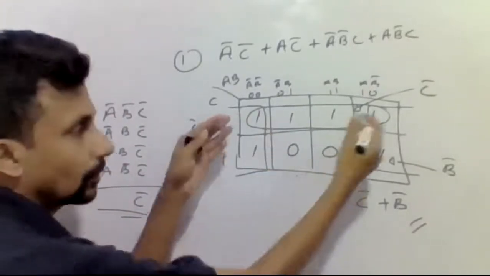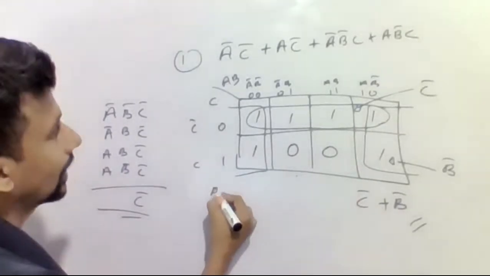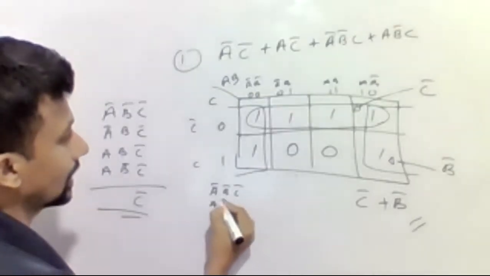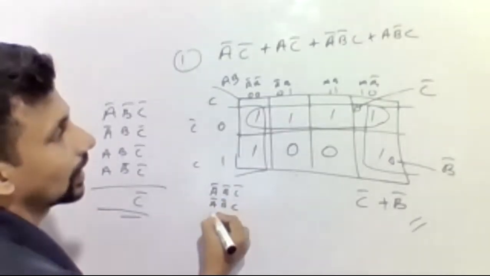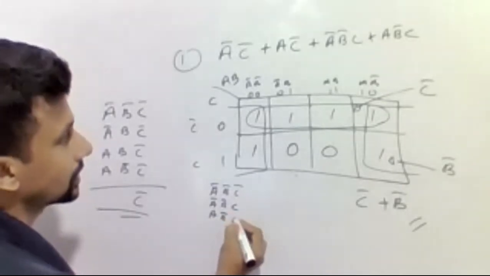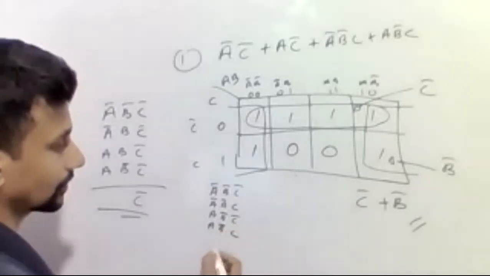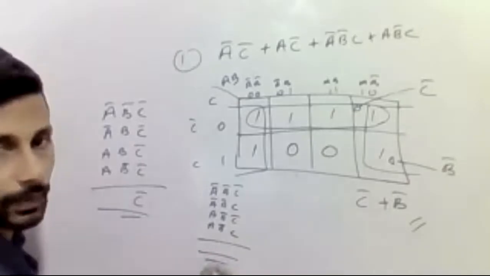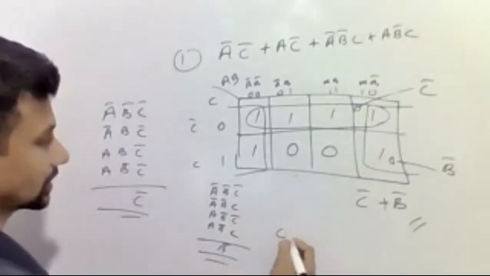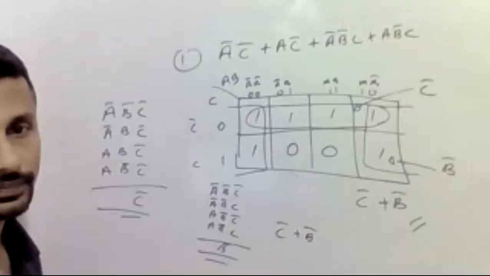Now for the group of four that I wrapped, I write here A dash B dash C dash, A dash B dash C, A B dash C dash, A B dash C. From here you can see B dash is common. And then I can write C dash plus B dash here. Right?